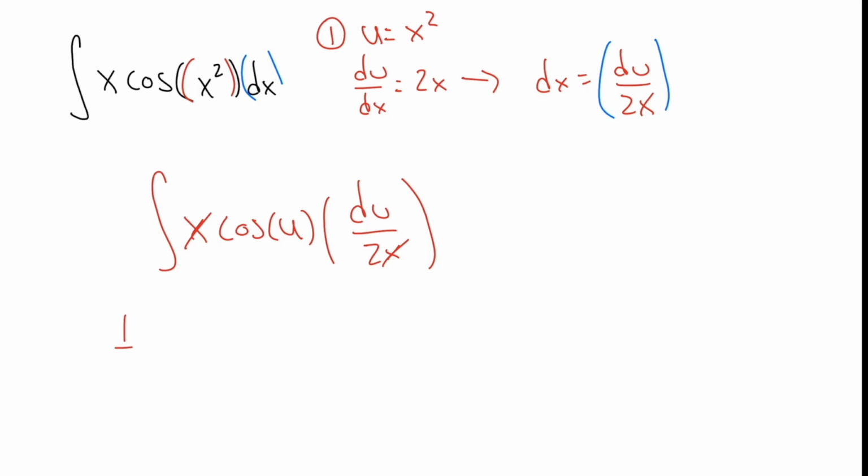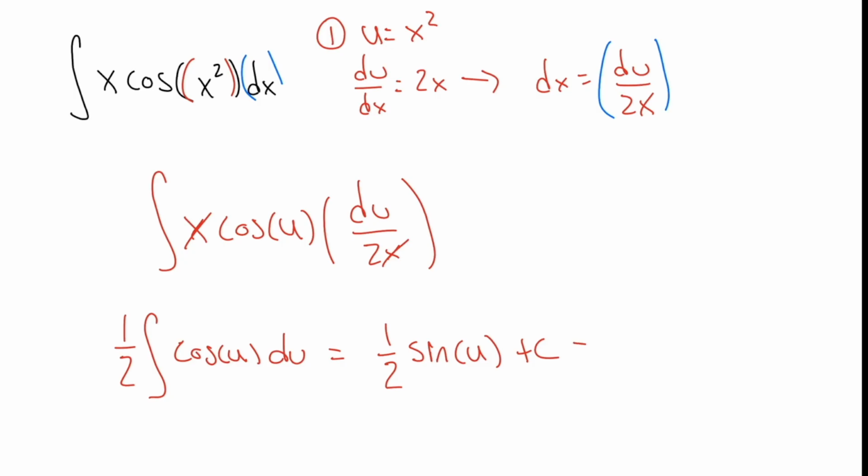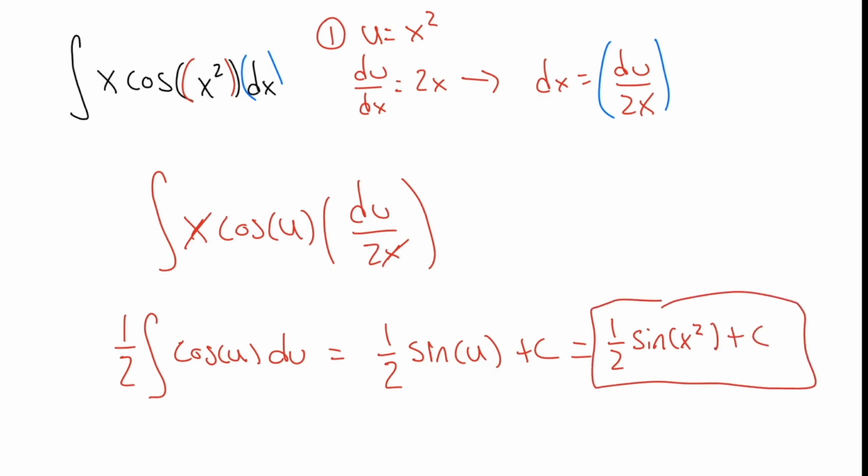Moving the 1/2 to the front, we get 1/2 cosine u du, which we can simply evaluate and get 1/2 times, this is going to be positive sine of u plus c. And now we plug x squared back in for u, and get 1/2 sine x squared plus c as our final answer.